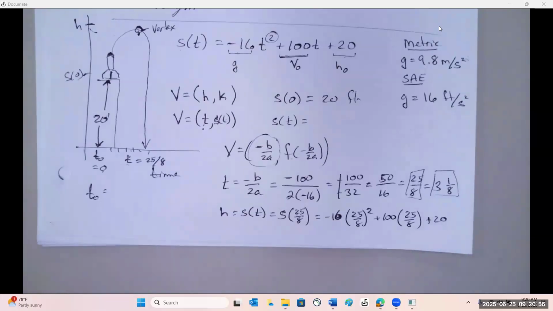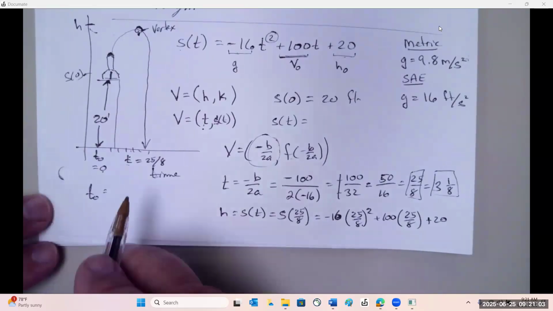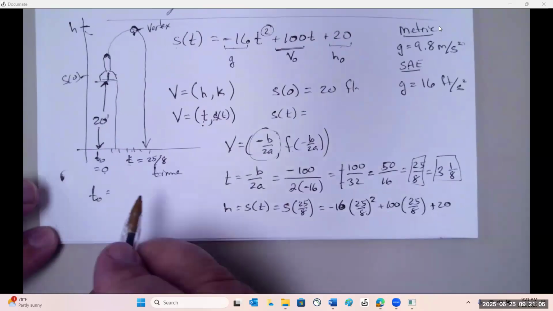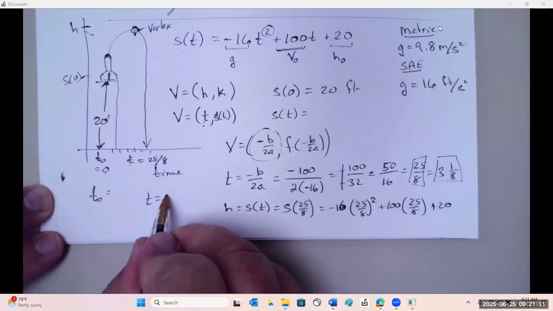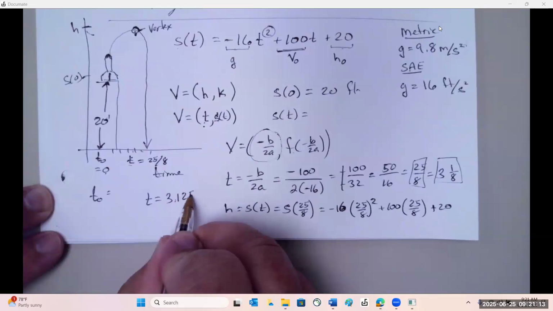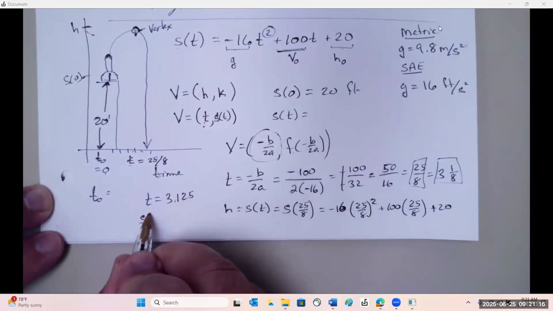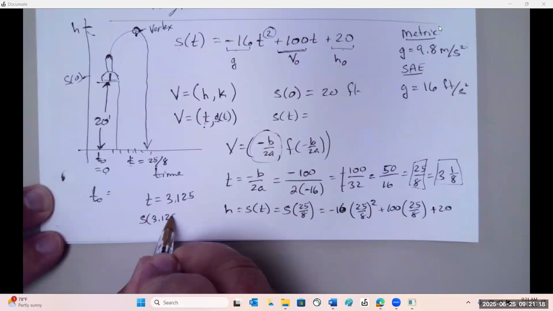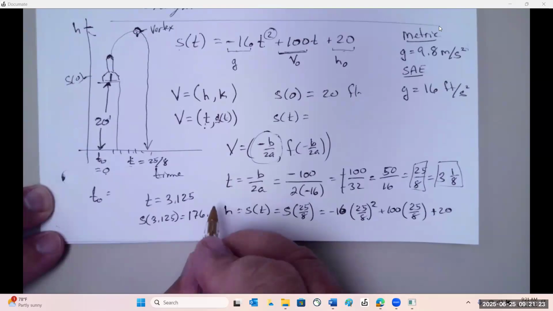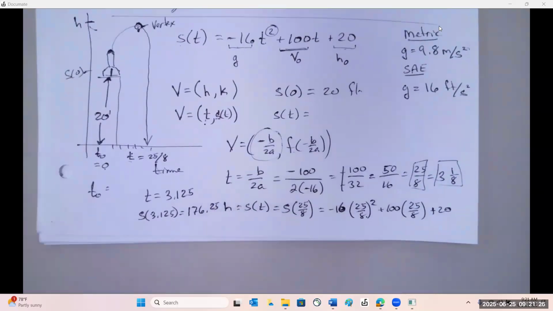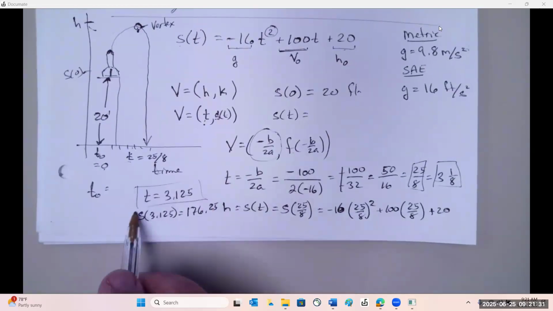Work that out. If you use your calculator, this 3 1/8 is 3.125. And then your position at 3.125 gives you something like 176.25 feet. This is how long it took to get there. This is how high it went.